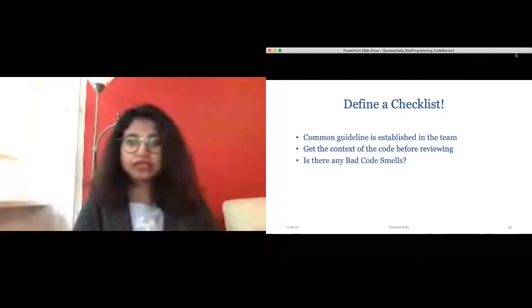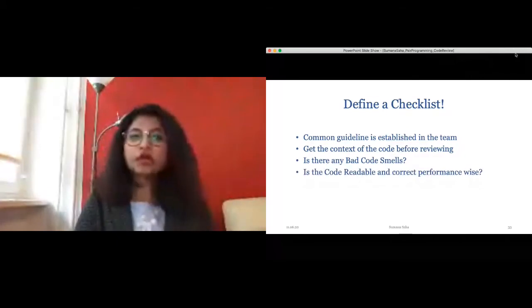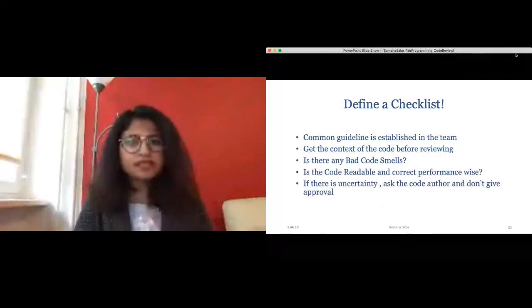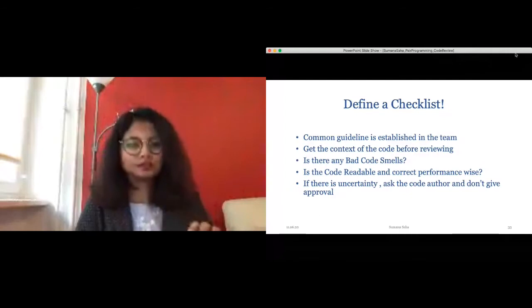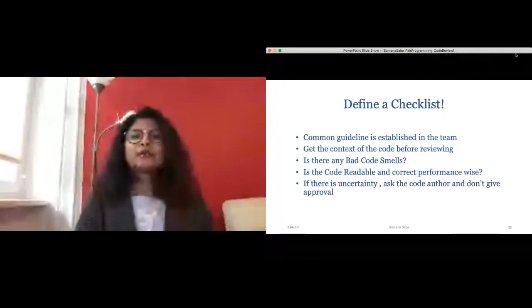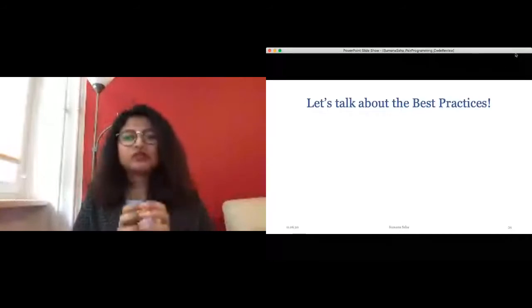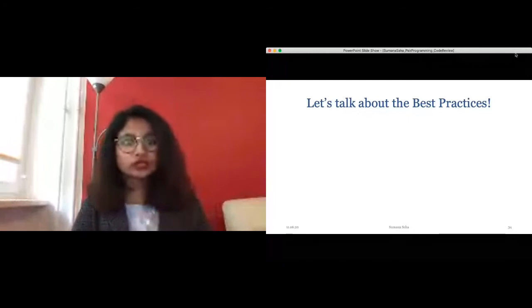Obviously, we have to check whether there are any bad code smells. Then we have to check if the code is reusable and whether it performs well. If there is uncertainty, we have to ask the author and not just give approval. Now we need to review, but we have to talk about best practices, how to do a really good code review.